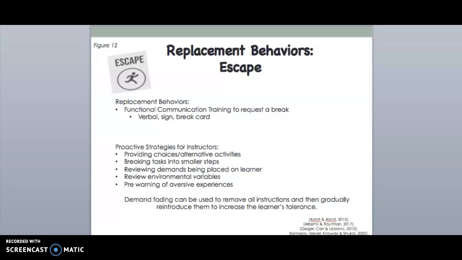Instructors should also assess the environmental variables and instructional demands to be sure that they are appropriate for the learner. For example, are they too hard, too boring? Is the classroom setting too loud? Demand fading could also be used to remove all instructional demands and then gradually reintroduce them until the learner's tolerance is increased.